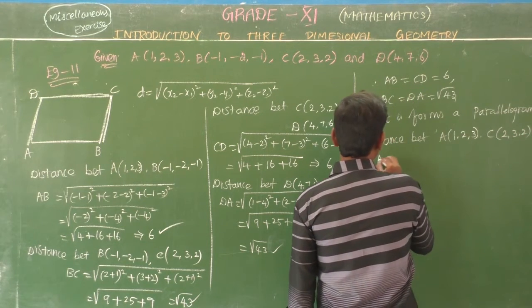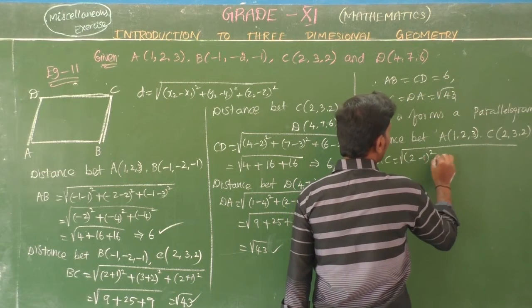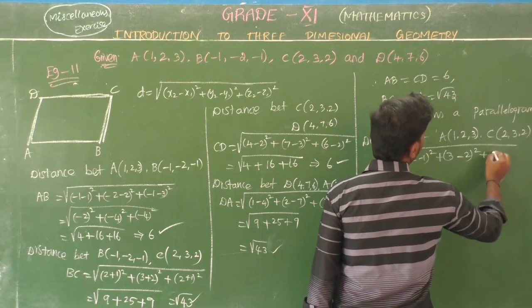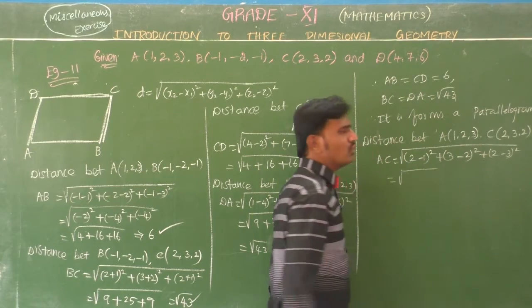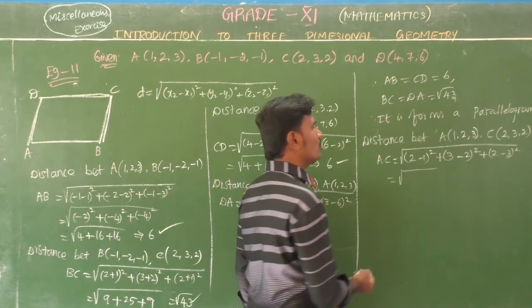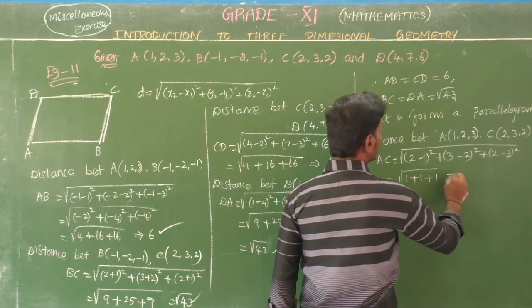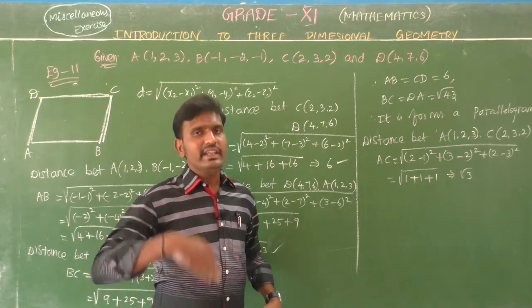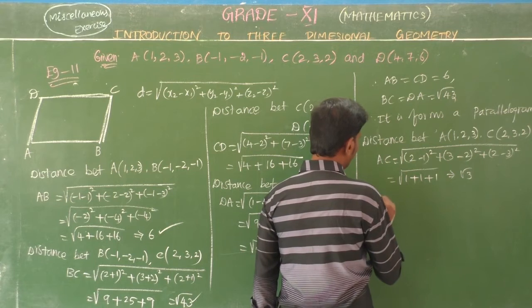So AC is equal to square root of (2 minus 1) the whole square plus (3 minus 2) the whole square plus (2 minus 3) the whole square. Yes, students? Okay. Now (2 minus 1) the whole square is 1 square, so 1 only. 1 plus (3 minus 2), also 1, so that is also 1, so root 3. What is the value of AC? Root 3. Next we want to take BD. Okay, so the distance between BD.